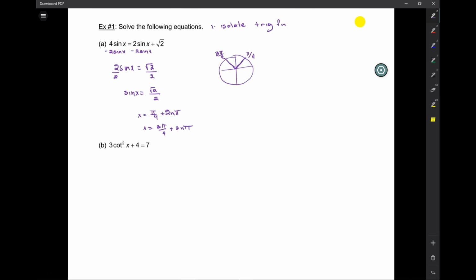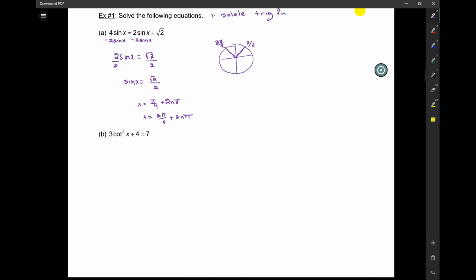Because sine is only positive in these two quadrants. Here we're looking for sine equal to positive root 2 over 2. Let me do a couple and I'll take more questions. Right, so let me do a couple. It has to be positive? Okay.